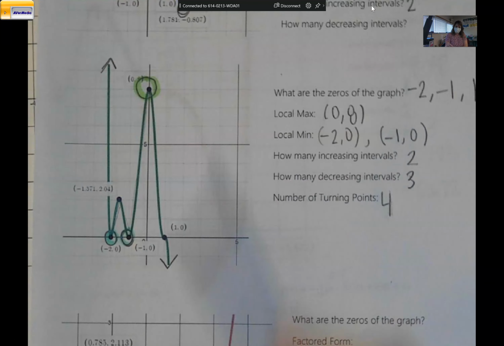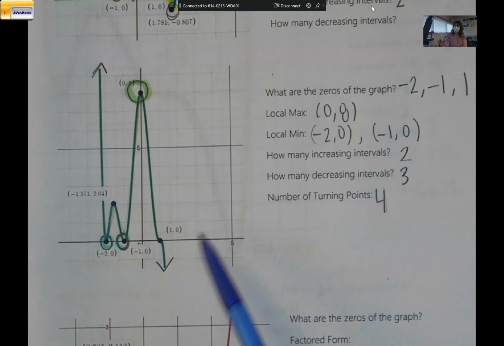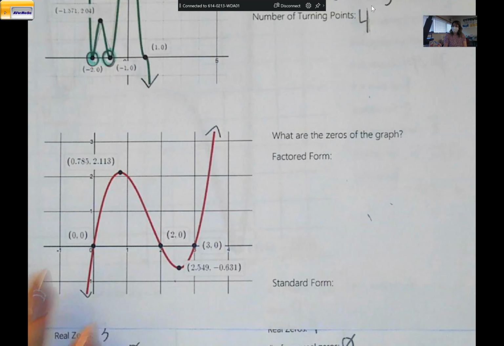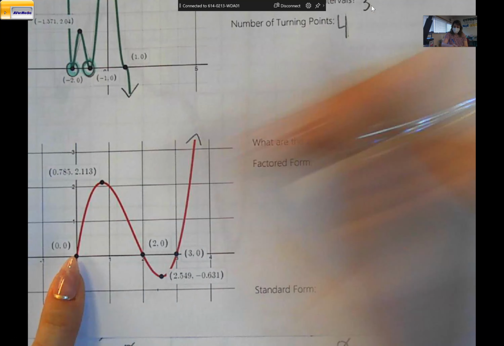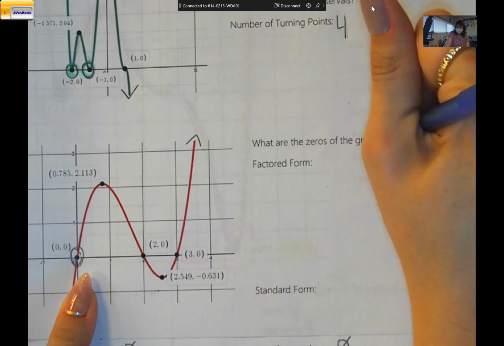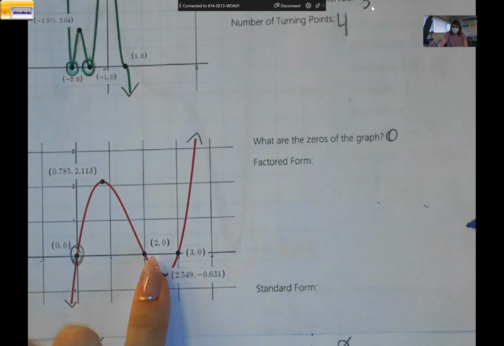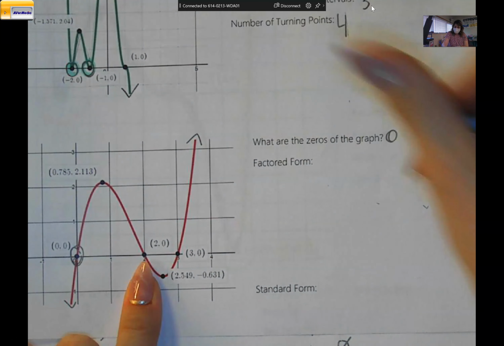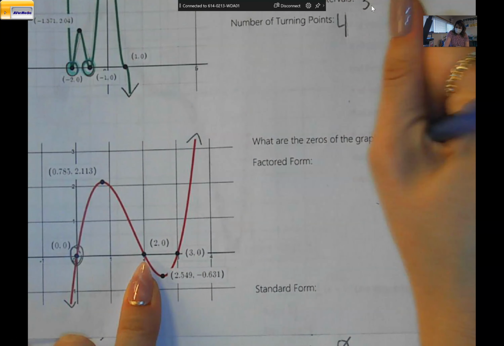Okay, do you feel okay about this one? Yeah? Okay, one more. This one's slightly more complicated, but I'm going to walk you through it. So step number 1 is listing our zeros. So we have 0, 2, and 3. Are you okay with that so far?